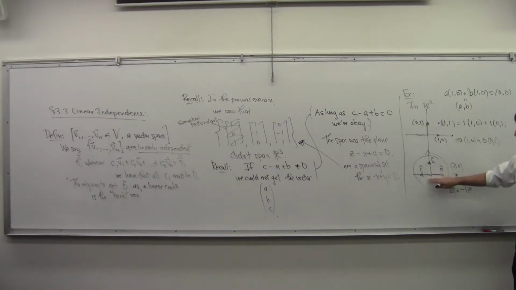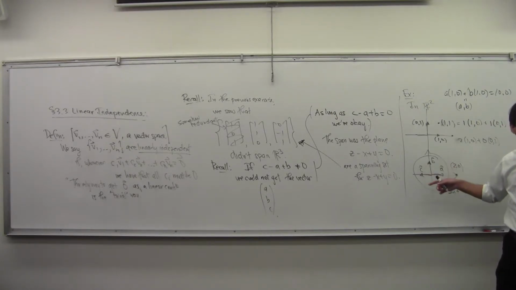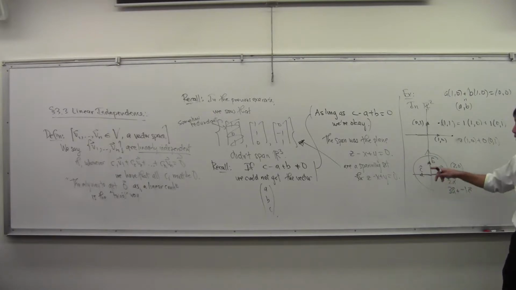Now look at these guys. Are there multiple ways of getting the zero vector? Sure, many ways. I could take one of this guy and one of this guy. I could take 2 of this guy and 2 of this guy. You take alpha of this guy and alpha of that guy, you add them together, you get the zero vector. And that's a non-trivial way of getting the zero vector. So these guys are linearly dependent. They're not linearly independent.